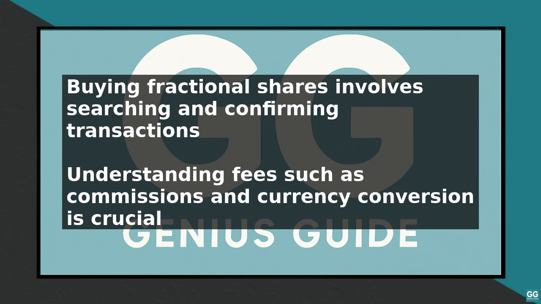Another key concept to understand is the difference between market order and limit order. A market order is an order to buy or sell a share at the current market price, while a limit order is an order to buy or sell a share at a specific price.